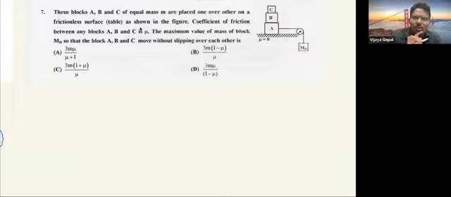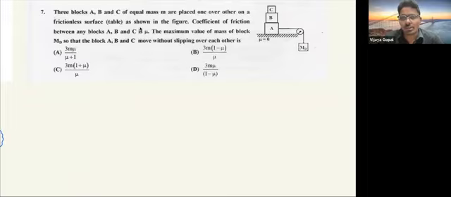And remember, this block on block system is completely trial and error analysis only. You need to assume something, and if your assumption is valid, fine; if you get something wrong, then whatever you assumed is wrong. Let's say I am assuming that the slipping occurs first between B and C. When slipping occurs between B and C, can you tell me what is the friction that will be acting on the C block?